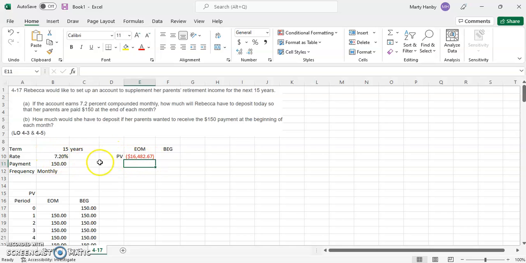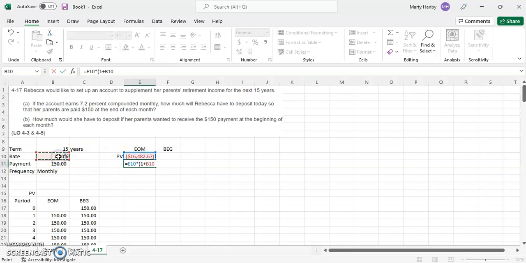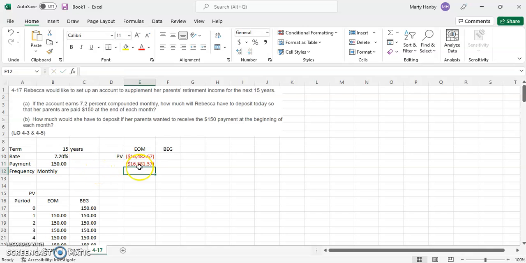We can also calculate this by just multiplying this by 1 plus the monthly rate. So that would be equals this, times, that's a star, 1 plus 0.072 divided by 12, and we get $16,581.